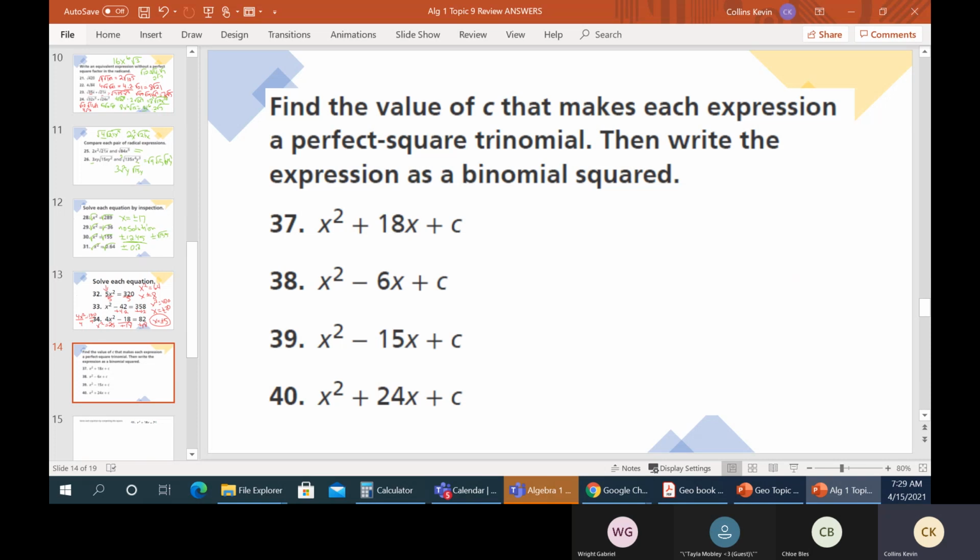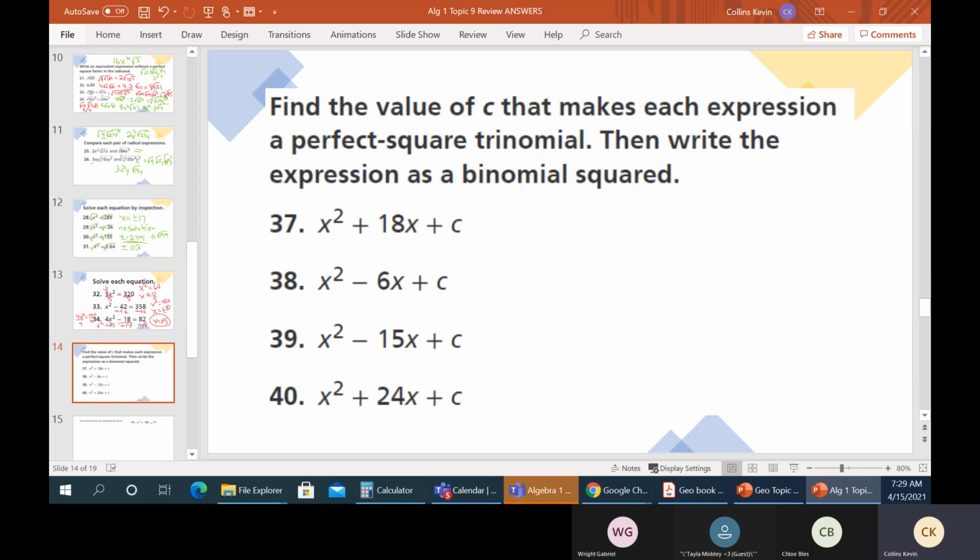All right, so this says, find the value of c that makes the expression a perfect square trinomial. Write the expression as a binomial square. Ooh. Okay, so this is really the basis for what we call completing the square. And we do the same thing every time, okay? So here's what we do.